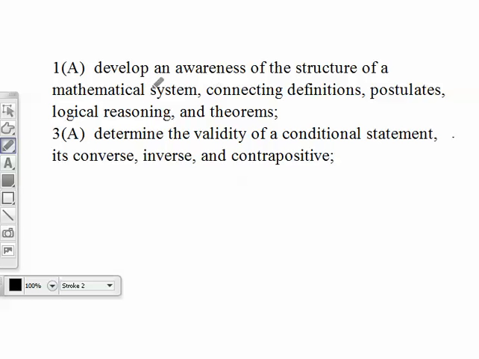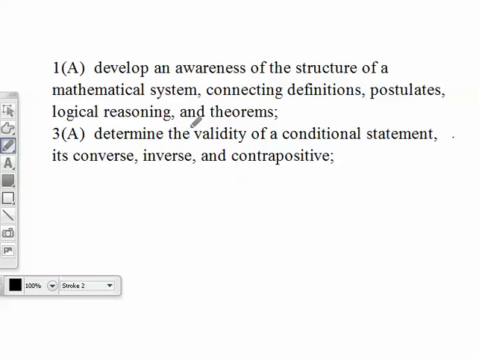Okay. What are we doing here? We're developing awareness of structure of a mathematical system, connecting definitions, postulates, and logical reasoning and theorems. We determine the validity of a conditional statement, its converse, inverse, and contrapositive. What are we really doing? I'm giving you objects that you can use in proofs. Okay? Why? When we get to looking at proofs, we need to know what we can use for the reasons. I've given you a couple of things.